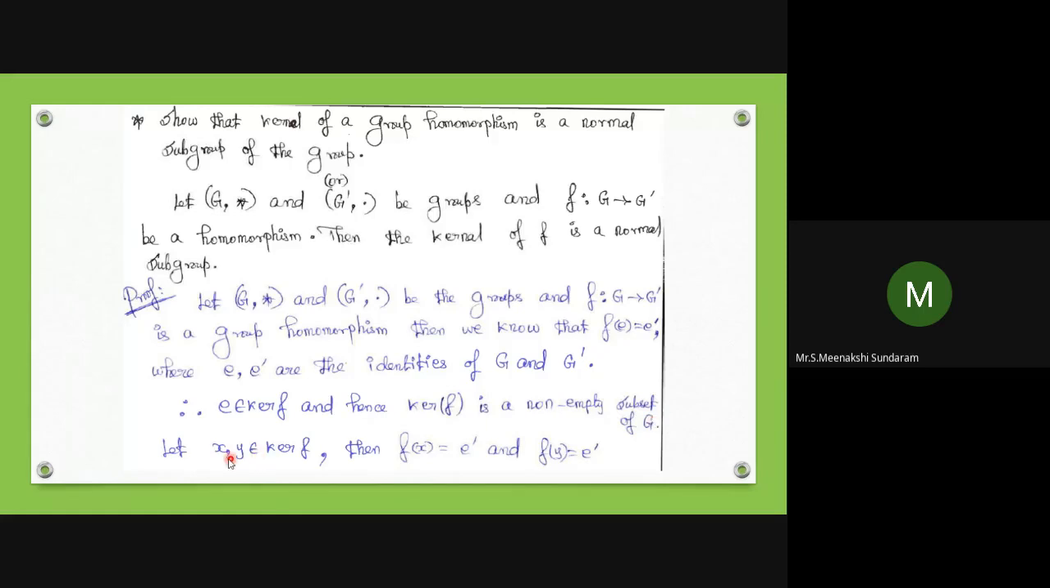It is a non-empty subset of G. Let x comma y belong to kernel f, two elements taken. f of x is equal to e dash, f of y equal to e dash. If they are in the kernel, this is the definition they satisfy. Its image is e dash, and the image of this one is e dash. Both have the same images.